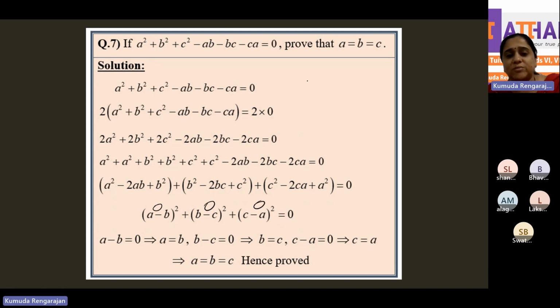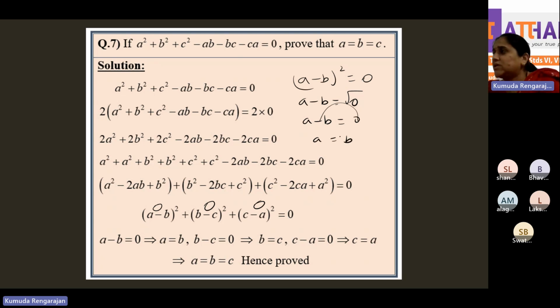So if (a minus b) the whole square is equal to 0, that means a minus b is equal to the square root of 0. So a minus b is equal to 0. Take the b to the other side, a is equal to b.